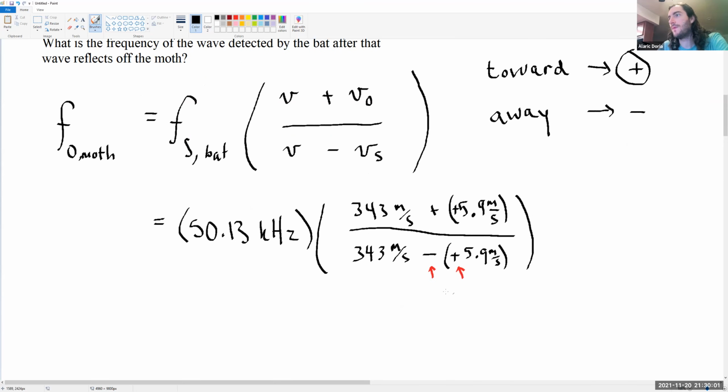At this stage, we just need to make a calculation to get the frequency observed by the moth, so let's do that in our calculators. Don't worry about the kilohertz. Just put your answer in terms of kilohertz. We don't need to convert for the time being. It's 50.13 times 343 plus 5.9 on the top, and on the bottom, make sure you put parentheses, it's 343 minus 5.9.